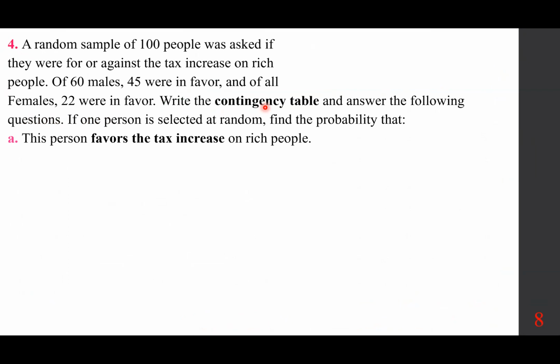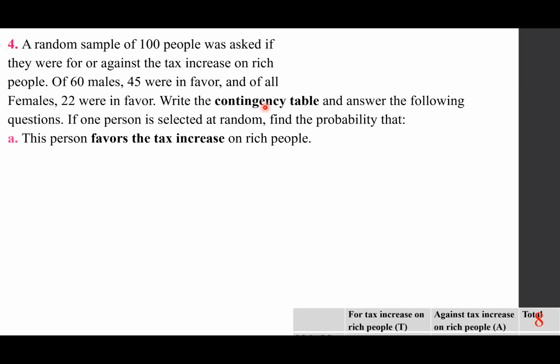A random sample of 100 people was asked if they were for or against the tax increase on the rich people. Of 60 males, 45 were in favor, and of all females, 22 were in favor. Write the contingency table and answer the following questions. If one person is selected at random, find the probability that this person favors the tax increase on rich people. Excellent. What matters is to be able to write the table properly.